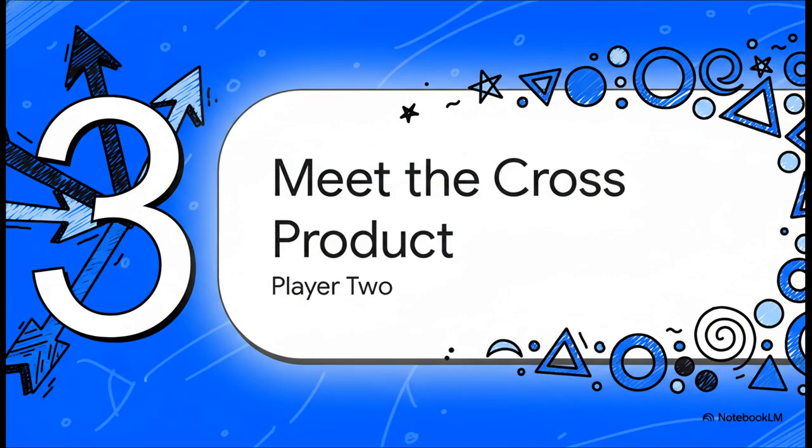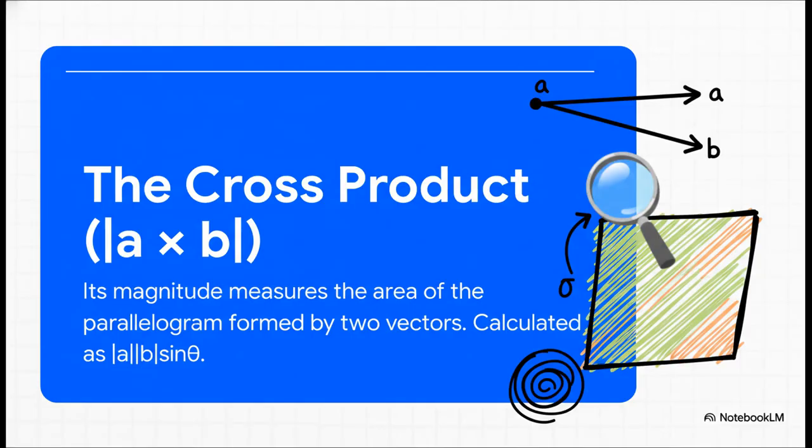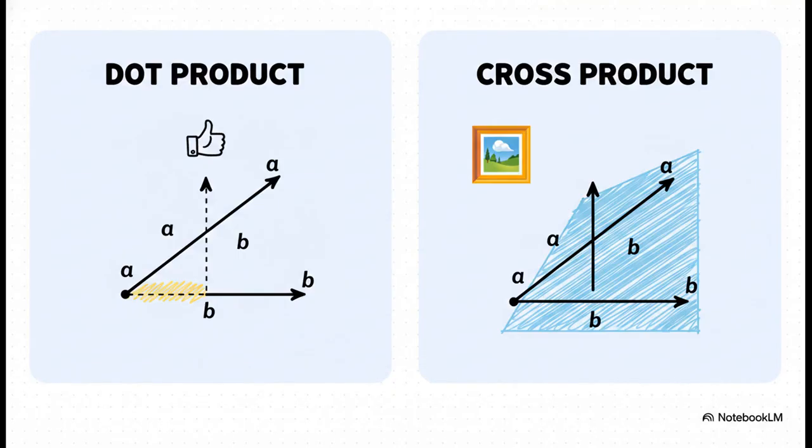Okay, on to player number 2, and this one's a little different. Unlike that dot product, which just gives you a number, the cross product is way more visual right from the get-go. So the cross product actually gives you a whole new vector. But for our mystery equation, we only really care about its magnitude, its length, and this is where it gets really cool. The magnitude of A cross B isn't just a random number. It's literally the area of the parallelogram you'd make with vectors A and B. How neat is that?